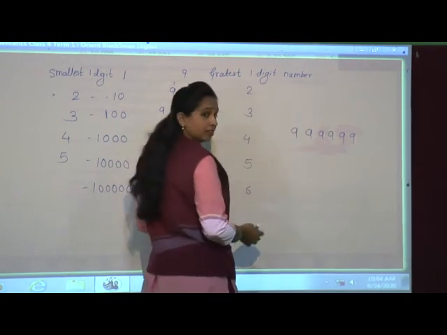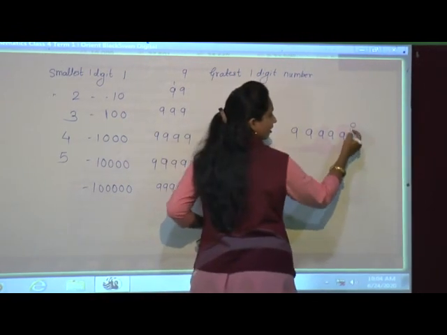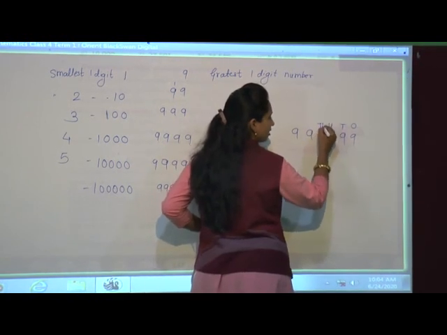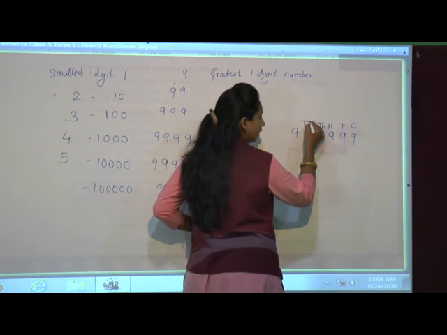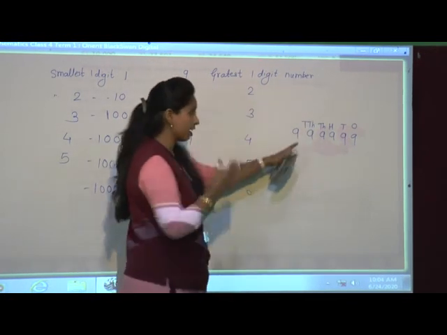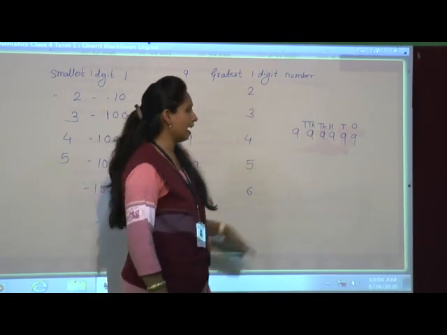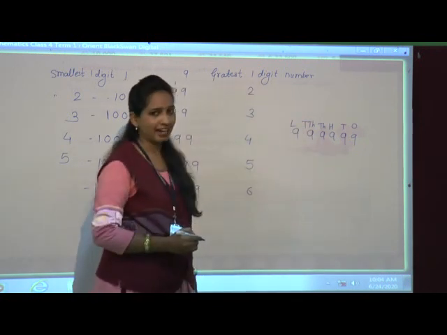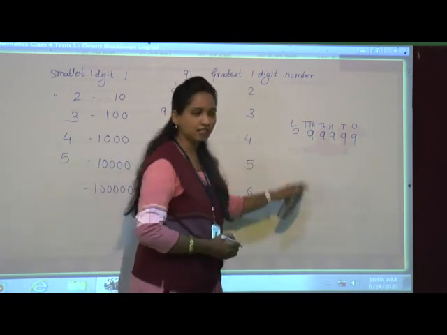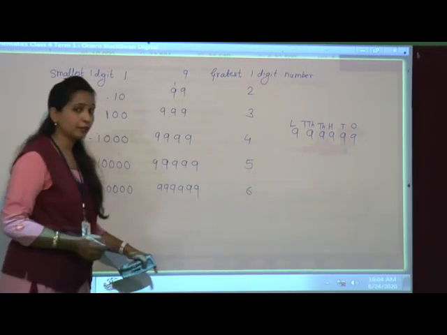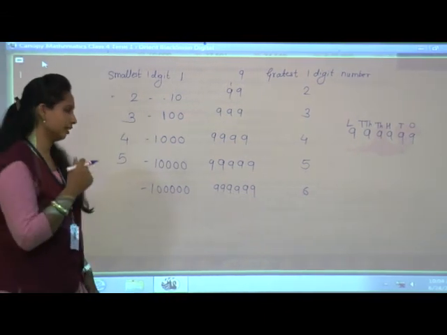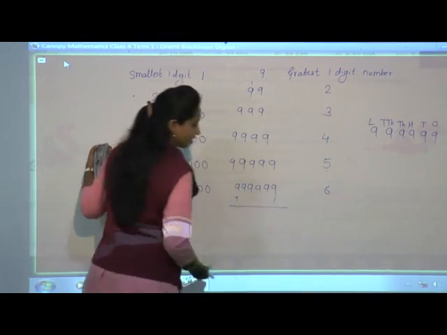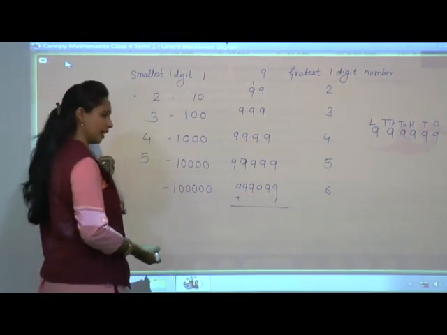I'll take this number only, the greatest 6 digit number. See, from here we'll start. This is the ones place, tens place, hundreds place, thousands place, ten thousands place, where we write T and TH, and the 6th digit is the lakhs place. Till here we have learned. Now today we are going to see 7 digit numbers. The same way, for the next number of this number, we have to add 1 to it.